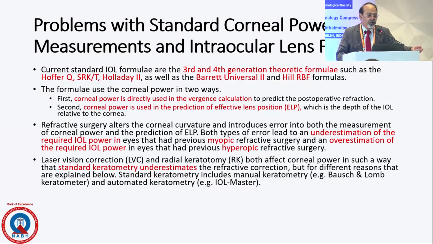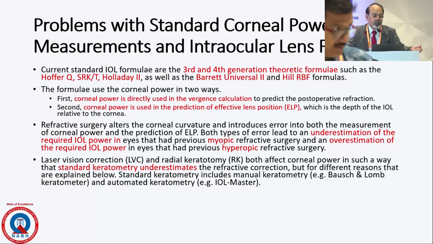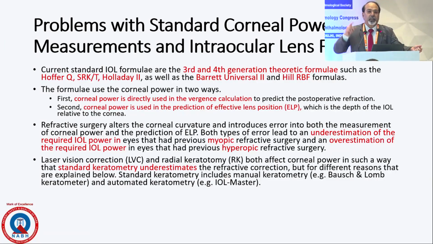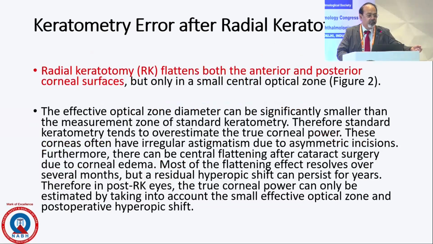There are so many formulas, such as the Barrett, and the corneal power is used in two ways. The corneal power is directly used in the vergence calculation, and it is also used in the prediction of the effective lens position, that is, the distance between the cornea and the posterior capsule. This is very important, because whenever the corneal power is flatter, the AC depth is also less and the lens is sitting forward. So there is an underestimation or overestimation of the effective lens position, which is very important.